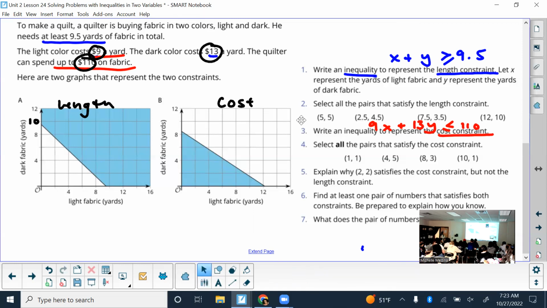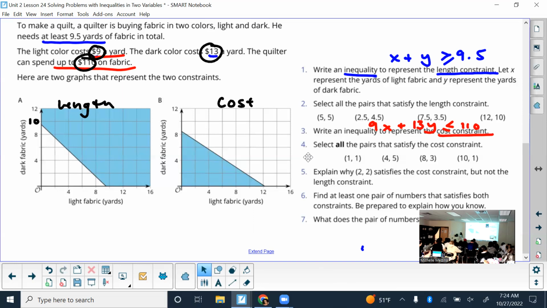And then you could graph it yourself by hand, or you can use Desmos to figure out what your graph should look like. And this is what we determined. I don't think in this class we answered 2 or 4, correct? Yeah. We did? No, we didn't. Okay, so take a moment, about a minute. You can use Desmos if you wish, or you can just use the graphs that are printed on your paper. Number 2 is for the length constraint. Select all the pairs that satisfy the length constraint. Number 4, you're picking all the pairs that satisfy the cost constraint.